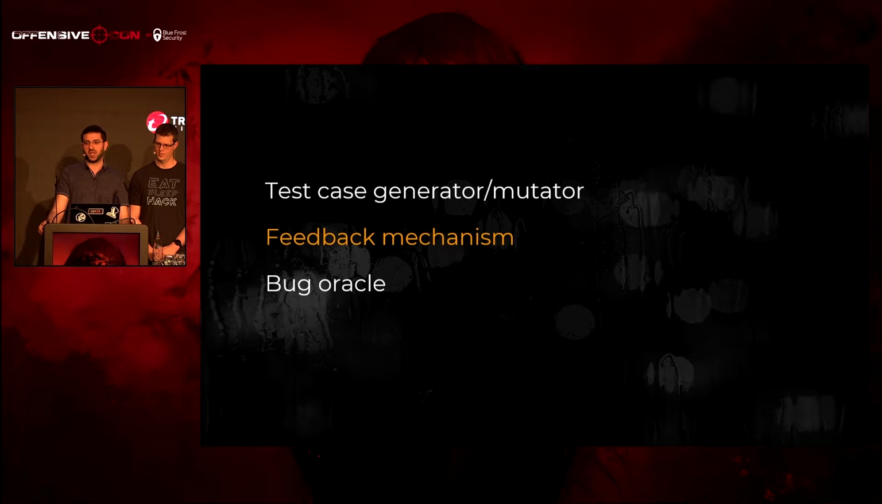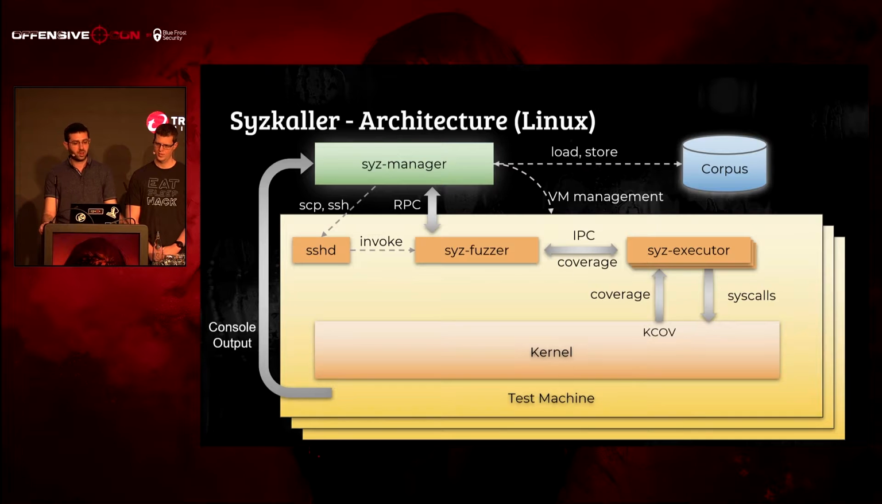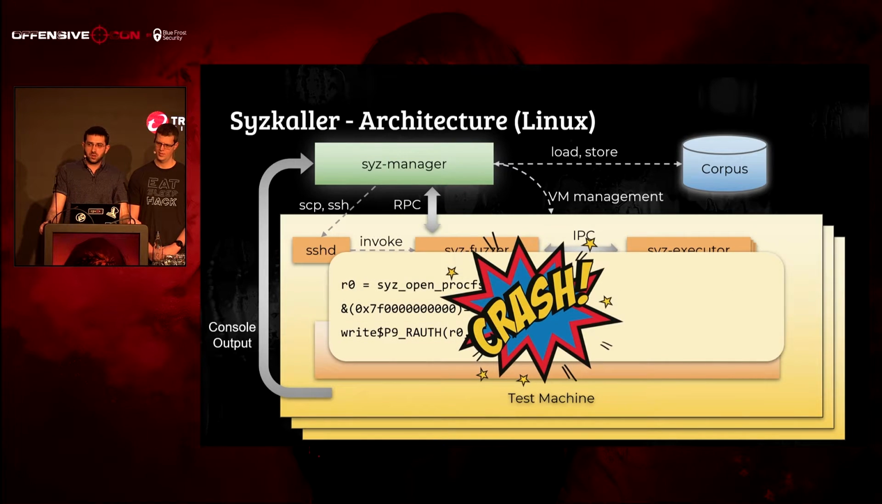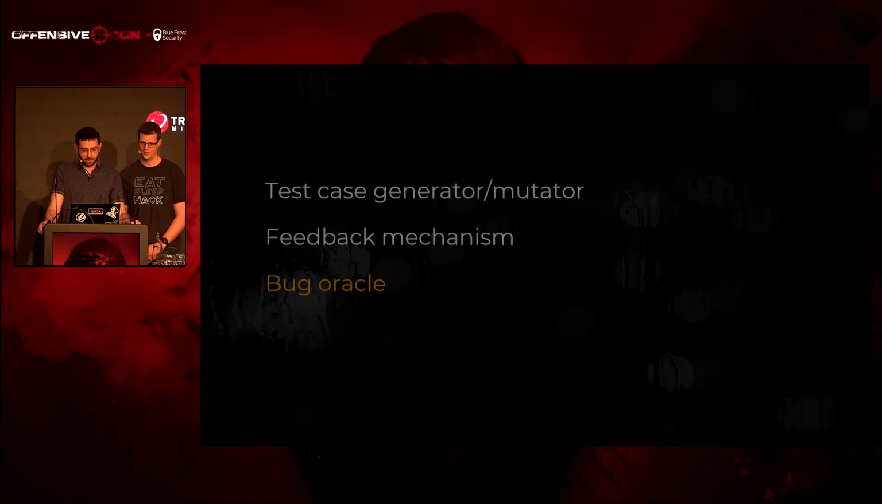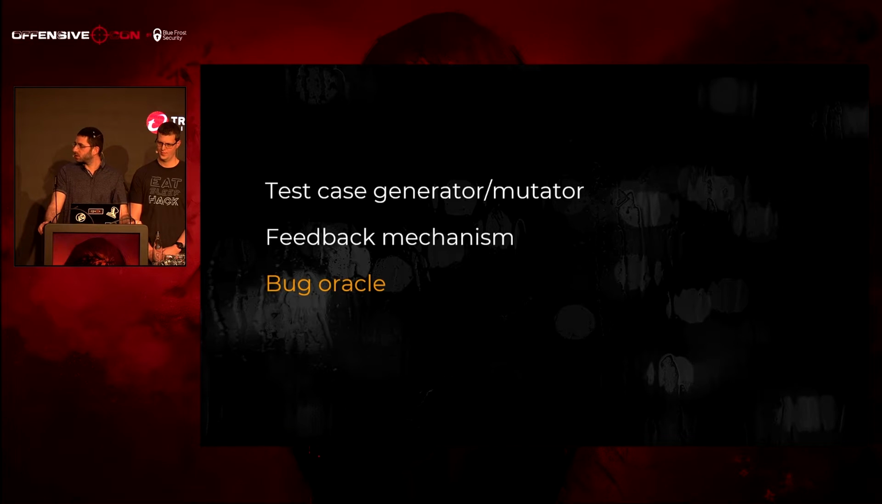Coverage feedback mechanism, check. Finally, bug oracle. In case of a crash, the Linux kernel will panic and print crash information into the console. syz-manager will detect the panic message and report on a crash. Syscaller is usually used with KASAN and optionally with KTSAN, KMSAN, and other sanitizers, which greatly improves Syscaller's ability to find buggy conditions. Bug oracle, check.